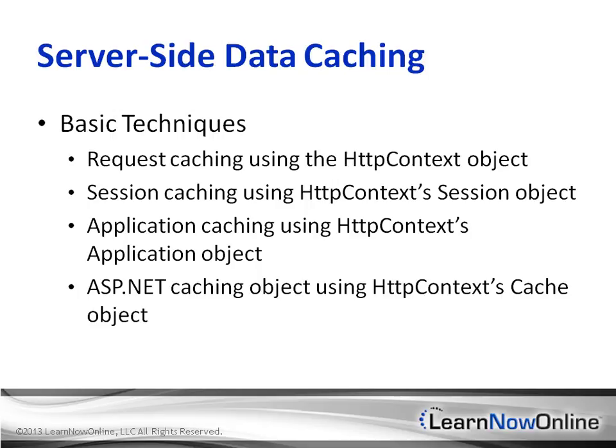And then the last broad option for server-side data caching is the ASP.NET Cache object. This is an object that's managed by ASP.NET that, in most cases, provides a better option than application caching. And this makes use of the HTTP context cache object. I'll talk more about this option after we look at some samples that use the first three data caching options.